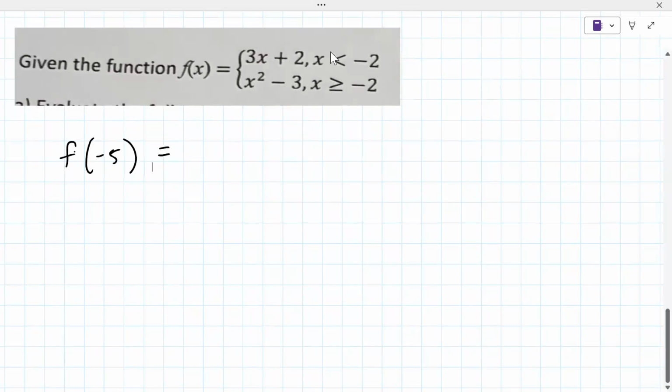So easier when there's two pieces. And this domain is continuous. We'll talk about why in a moment. It's going to work in one or the other. Which piece does this work in? It should work in the first one, right? Yes, -5 is less than -2. Okay, so I'd like you to evaluate that for me, please.